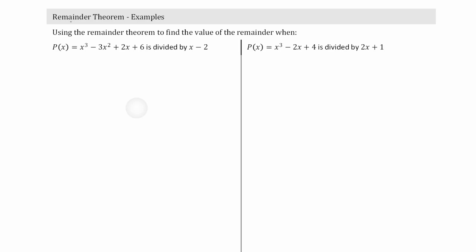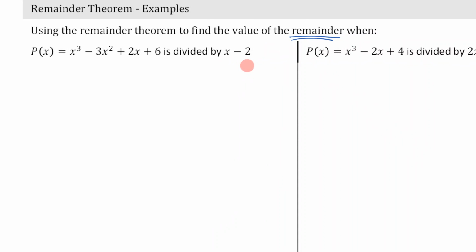Welcome. So we're going to continue on here. We're using our remainder theorem, and we're just going to work through some examples. So it says, using the remainder theorem, find the value of the remainder when p of x is equal to this, is divided by x minus 2.